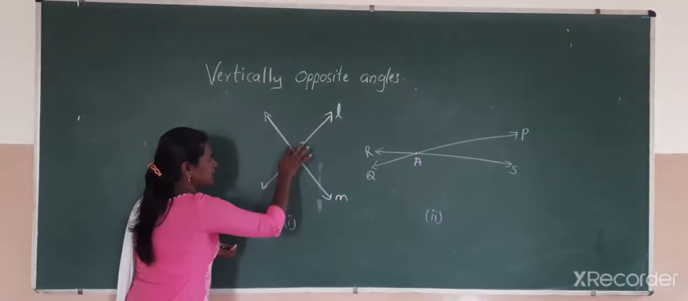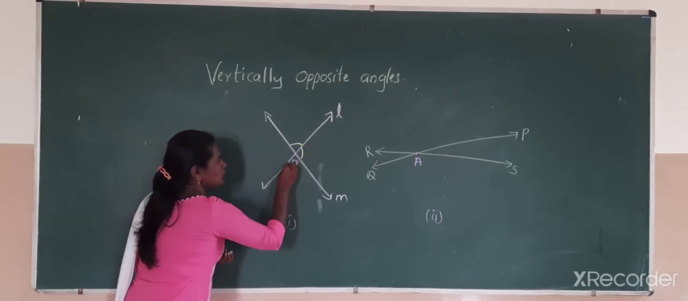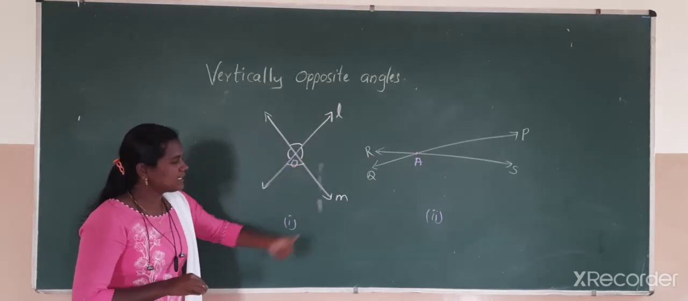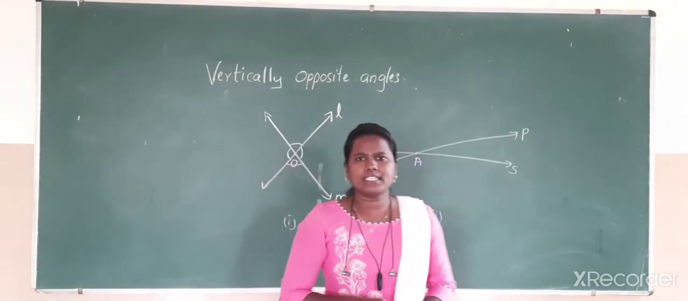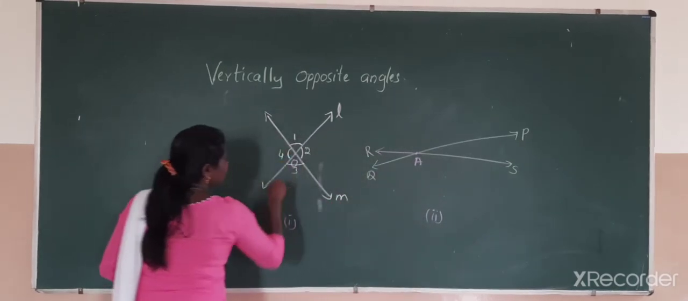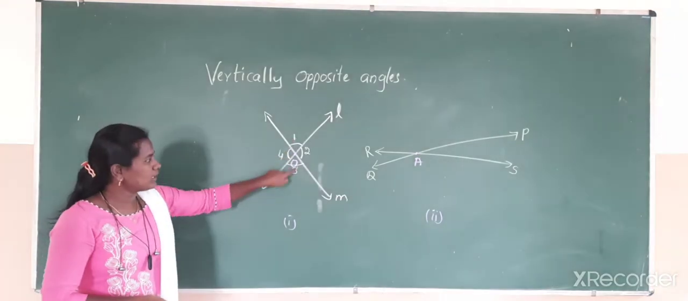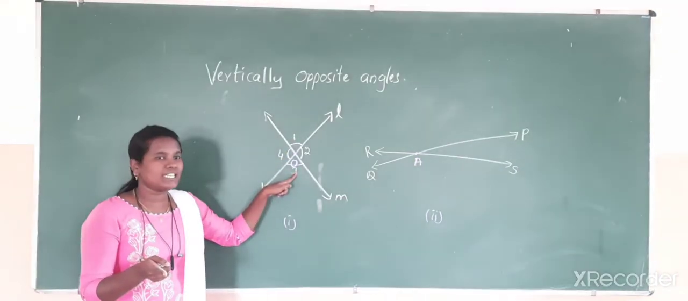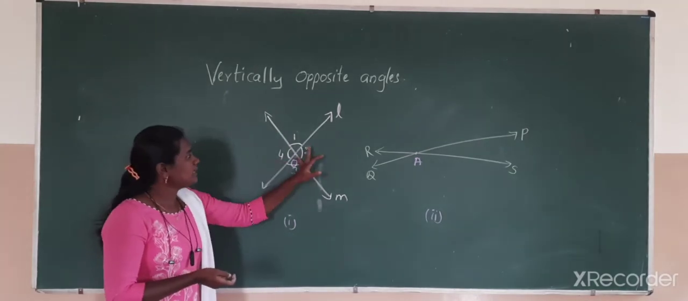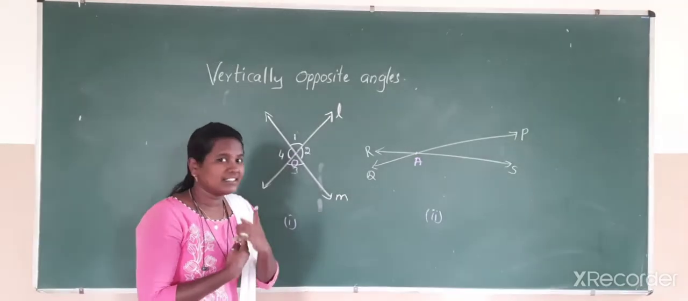Therefore, here we see there are 4 angles formed. Yes, 1, 2 and 3. This is 4, isn't it? The 4 angles are formed here. What do we call these angles? These are, if I consider this as 1, 2, 3 and 4. 1 and 3 are vertically opposite angles. Do you see? 1 and 3 are vertically opposite angles. 4 and 2 are again vertically opposite angles. Right?